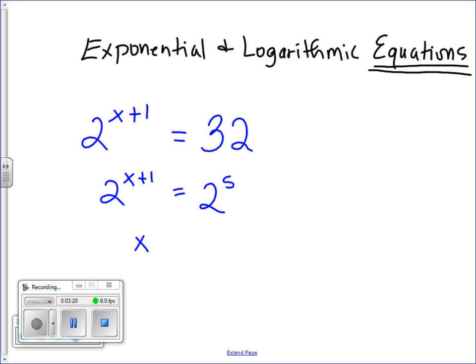Right, so x plus 1 equals 5. We do know how to solve this part, right? Okay, what do I need to do? x equals 4. That's your answer. So sometimes they're super easy like this. Here, I'm going to give you one with a 3.